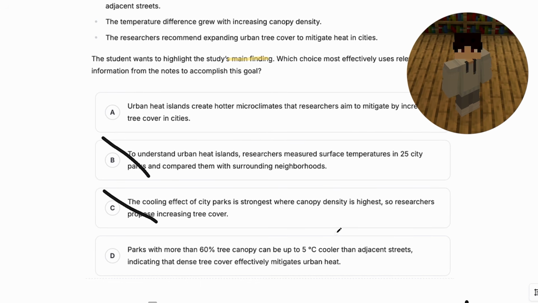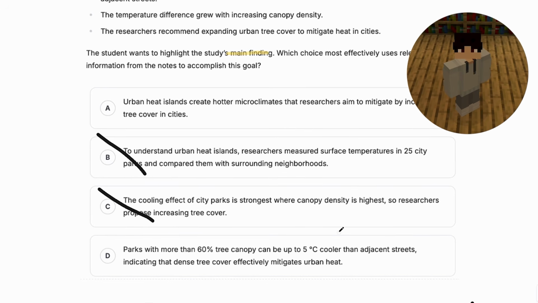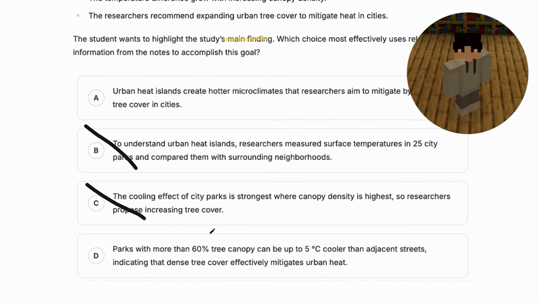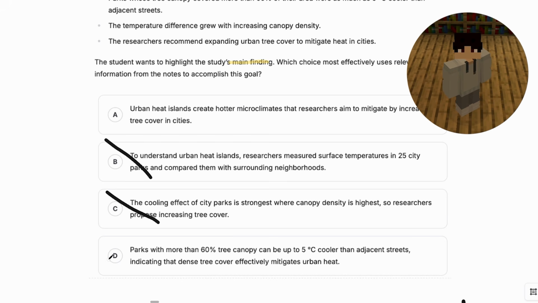Parks with more than 60% tree canopy can be up to 5 degrees cooler than adjacent streets, indicating that dense tree cover effectively mitigates urban heat. This definitely feels the best. This is the most specific choice, the most direct choice. And so whereas this one is good, it's not nearly as specific as this one.